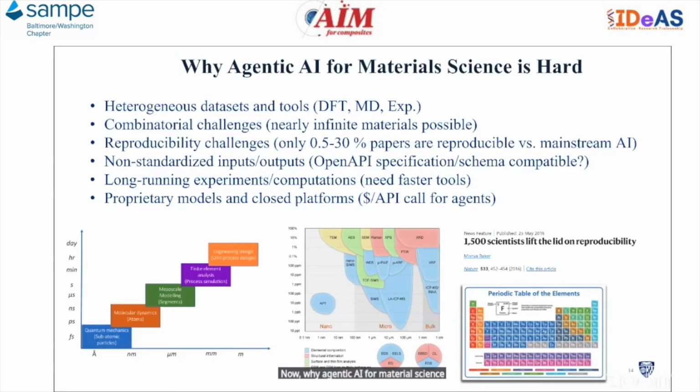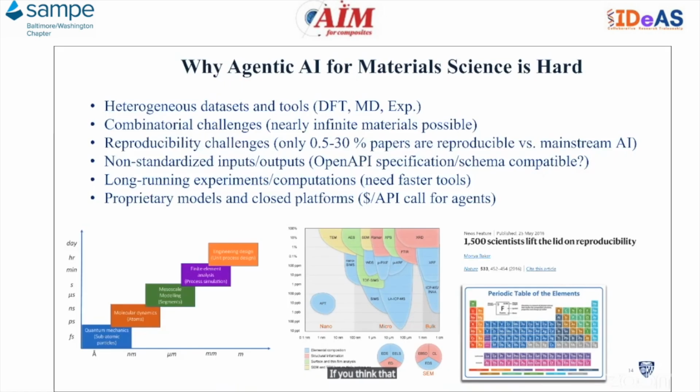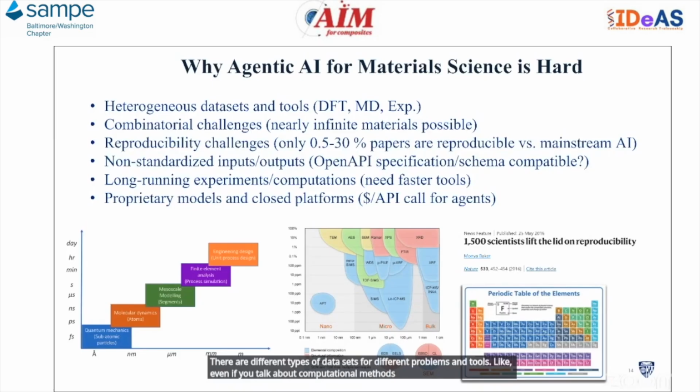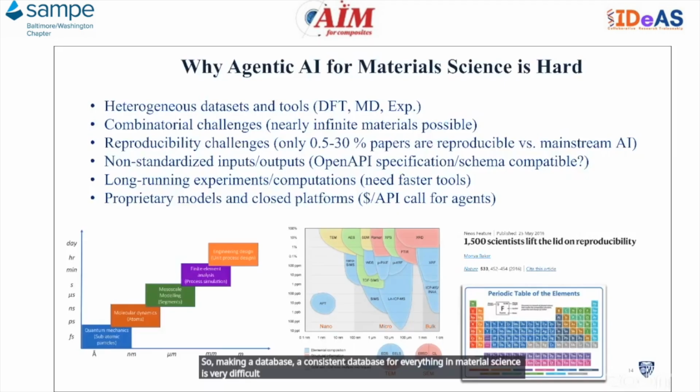Now, why is agentic AI for material science so hard? You saw that even for the case of strawberry, a very simple example, some of the language models could struggle. Material science is way harder than this, because there are different types of data sets for different problems and tools. Even if you talk about computational methods like density functional theory and molecular dynamics, there are so many approximations within them. Experiments have so many uncertainties. So making a consistent database for everything in material science is very difficult.